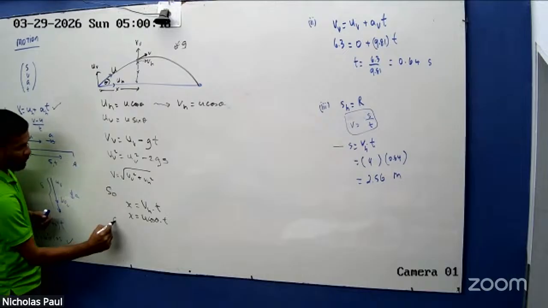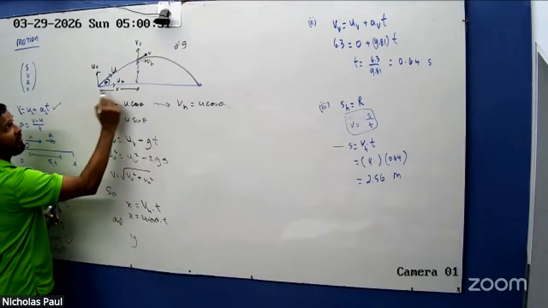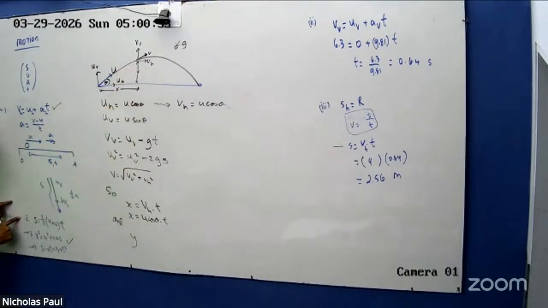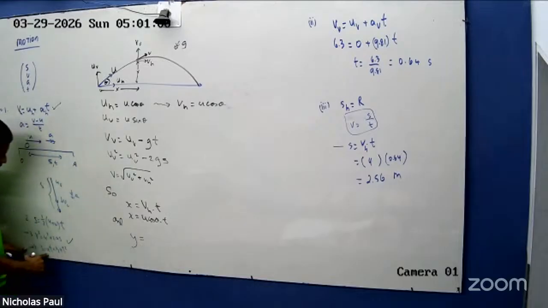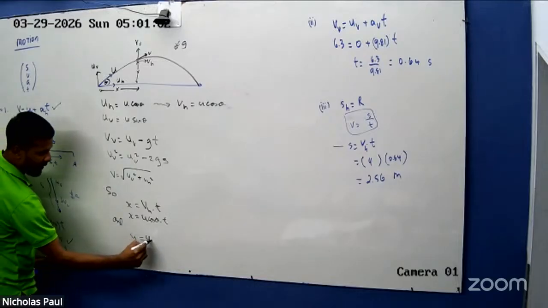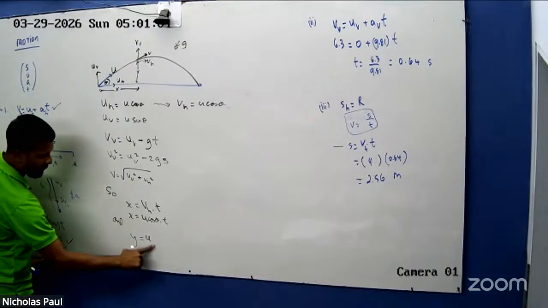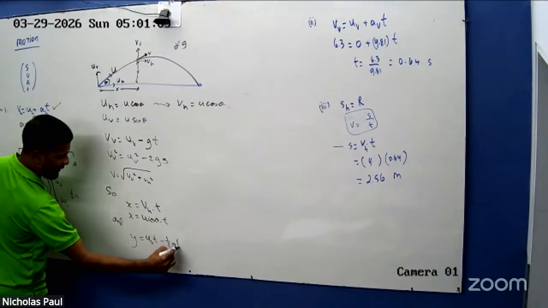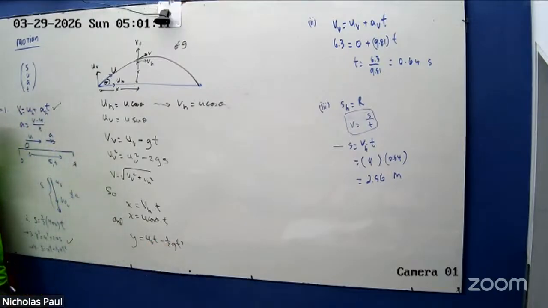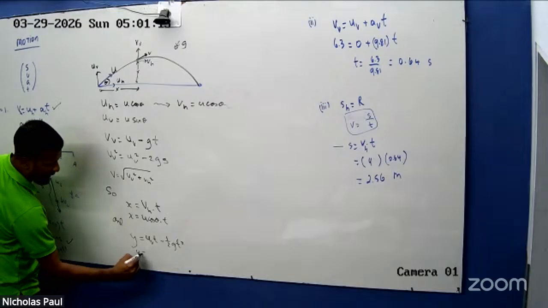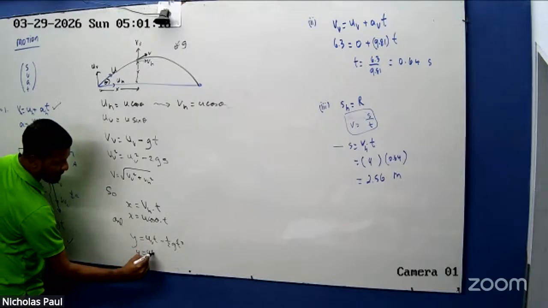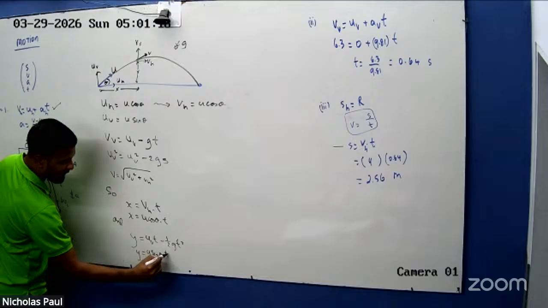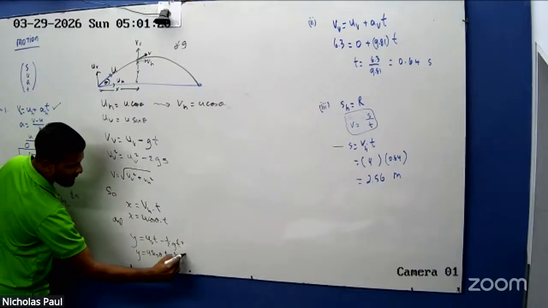How do you find y now? How do you find vertical velocity? This one here, right? Number 4. So vertical displacement will be the initial vertical velocity by time minus a half gt squared. Right? So you can make it look a little bit nicer. This is u sine theta by t minus a half gt squared.